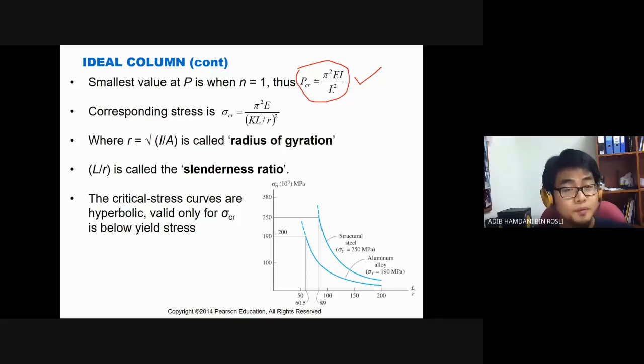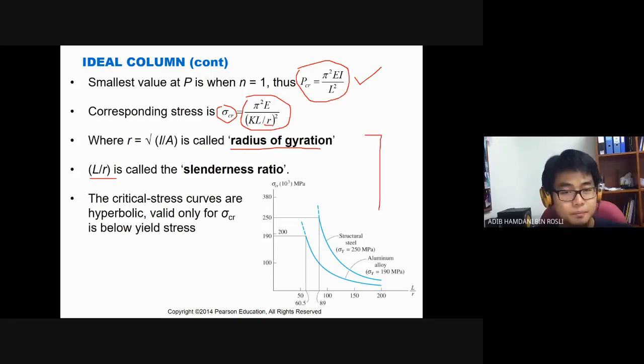If you have this P critical, you can change it to critical buckling stress, just divided by area. If you do that, you end up with this expression: sigma critical equals pi squared E over (KL over R) all squared. And this R is the radius of gyration, from statics chapter 10, when you learned about moment of inertia. And L over R, we call this the slenderness ratio.